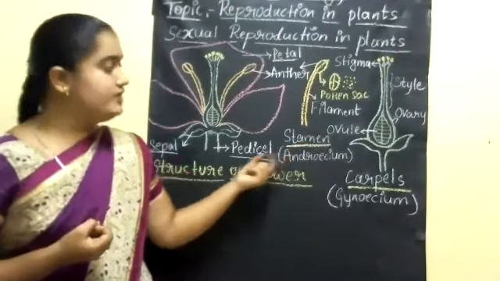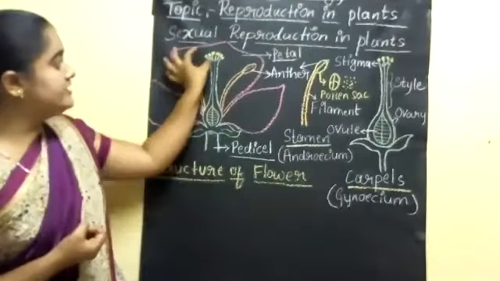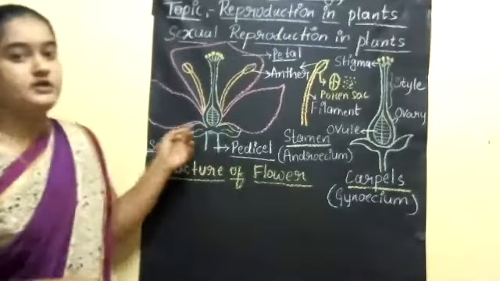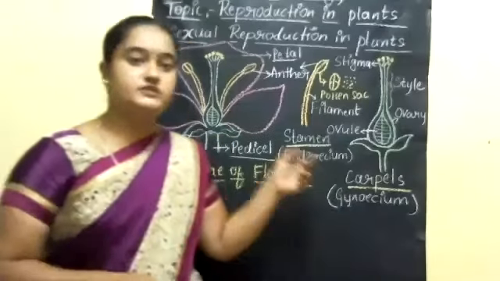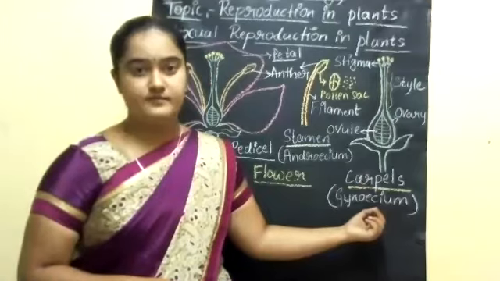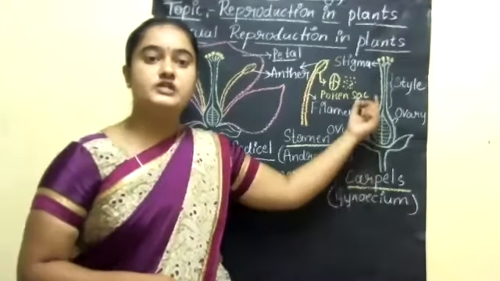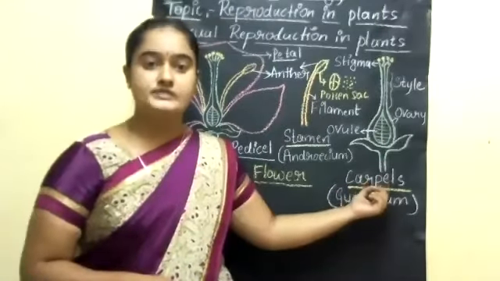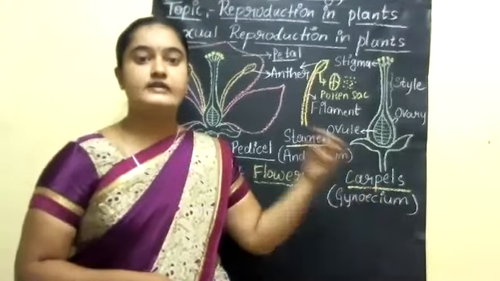Okay, next we'll go for the fourth whorl, that is gynoecium. Here you can see the fourth whorl is called gynoecium. The gynoecium consists of a structure called carpel. Carpel is also called pistil. The gynoecium consists of a structure called carpel or pistil, which again consists of three main parts.